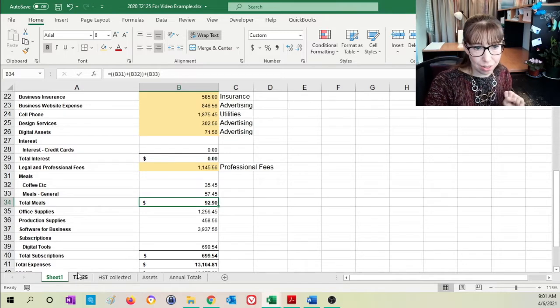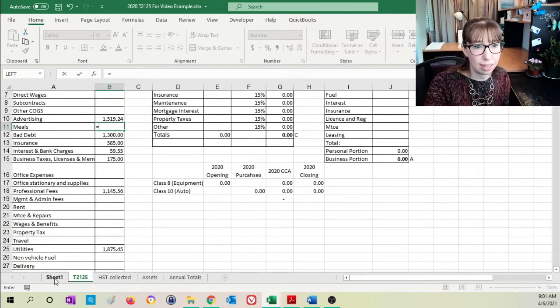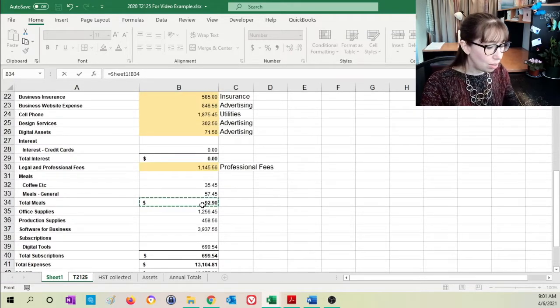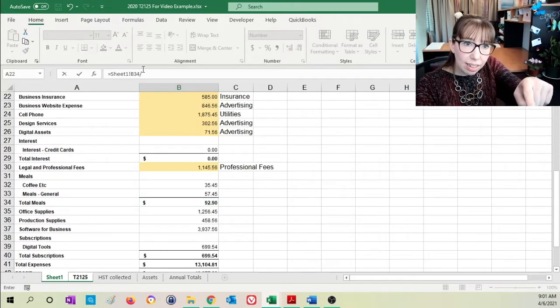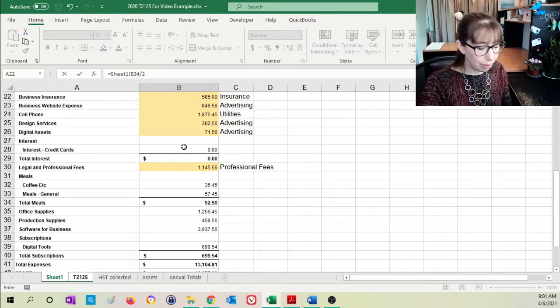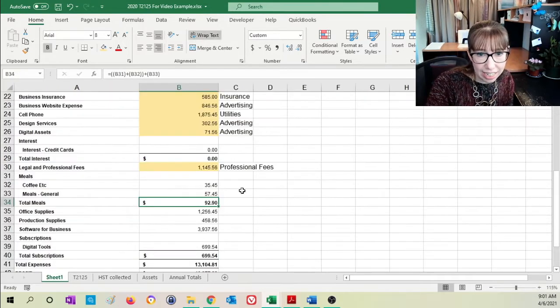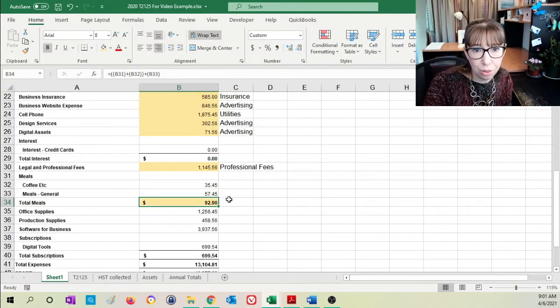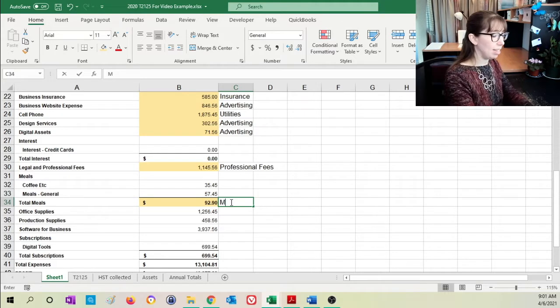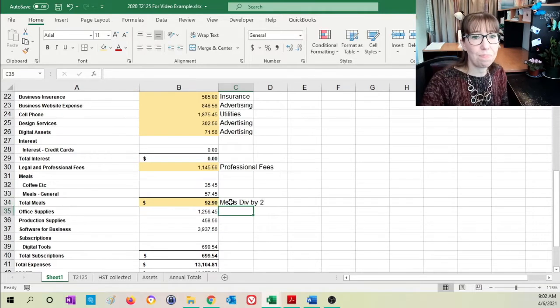So this is how I do that. Over here, here's the meals box. I put an equals. Then I put the 92 and I divide. See that little slash up there? By 2. So now you can see that that 46.45 is this 92.90 divided by 2. And I even say that. I say this is meals div by 2, like that.